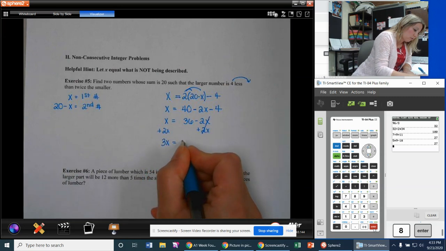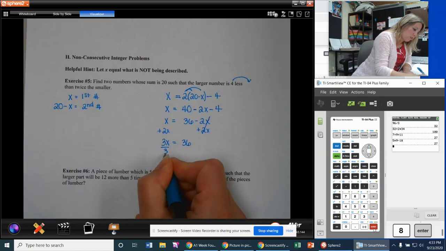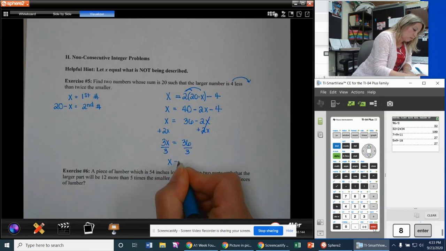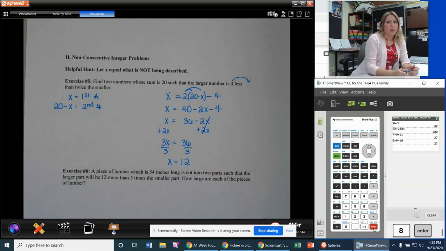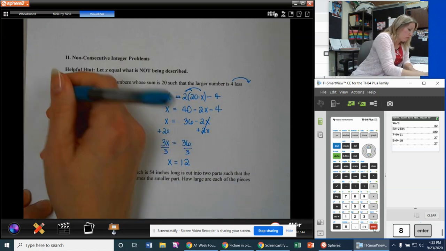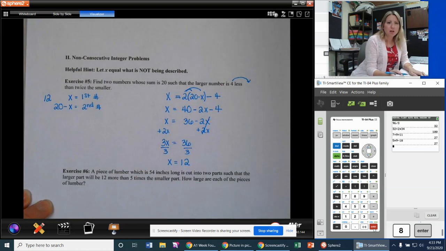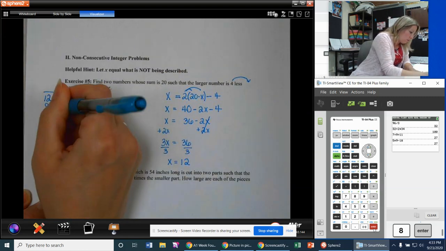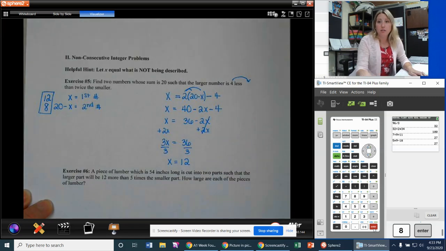3X equals 36. Divide both sides by 3. See what X equals. And let's think about that. X was supposed to be my first number, so I think it's 12. What's 20 minus 12? It's 8. Do these two numbers add up to 20? Yes.